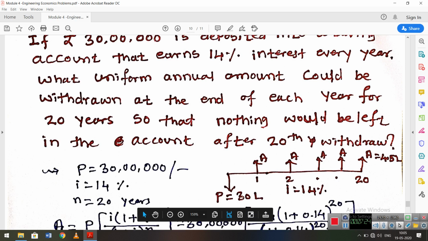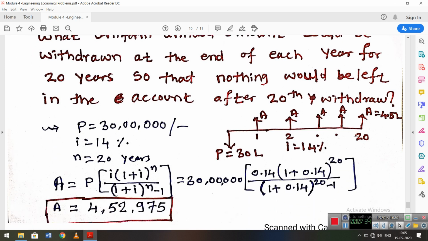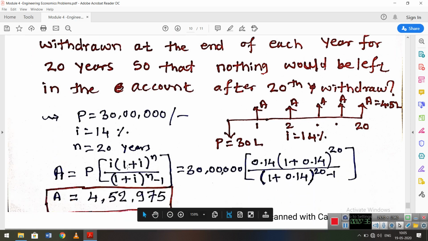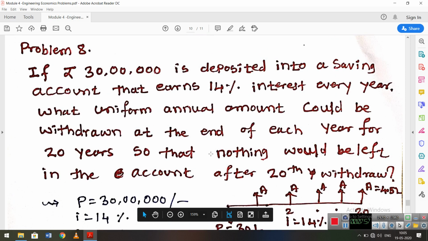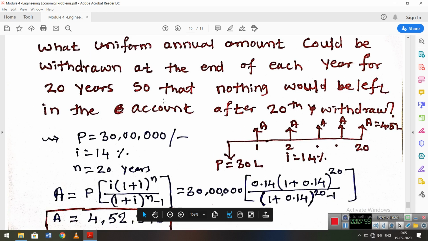Investment is 20 lakh, or deposit of 20 lakh, 30 lakh, and the equivalent return amount for every year, how much it is, is put into this equation: P times (1 plus i) raised to n divided by (1 plus i) raised to n minus 1. You put it into the equation and you get 4,52,975 rupees per year.